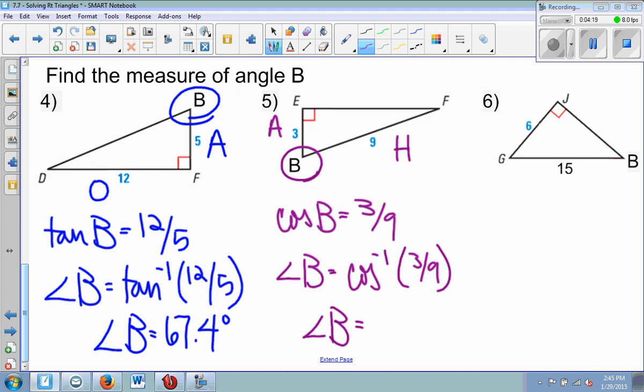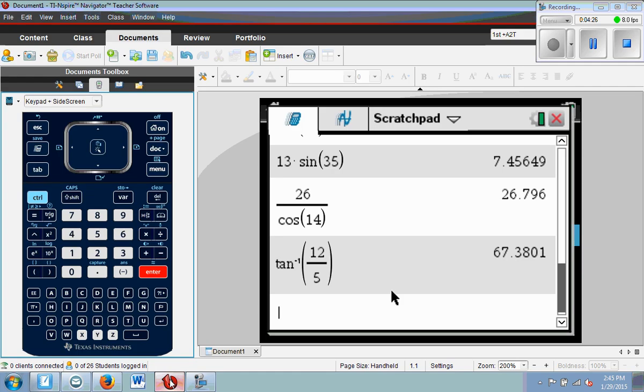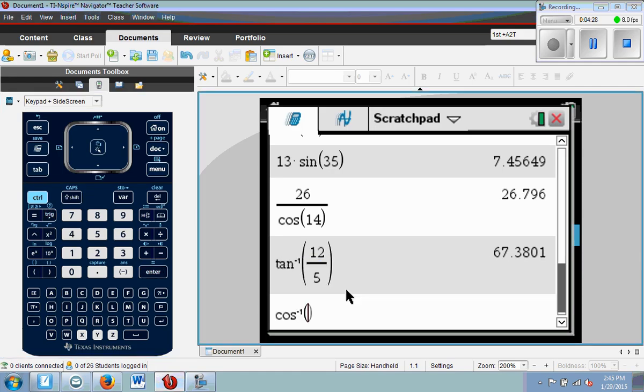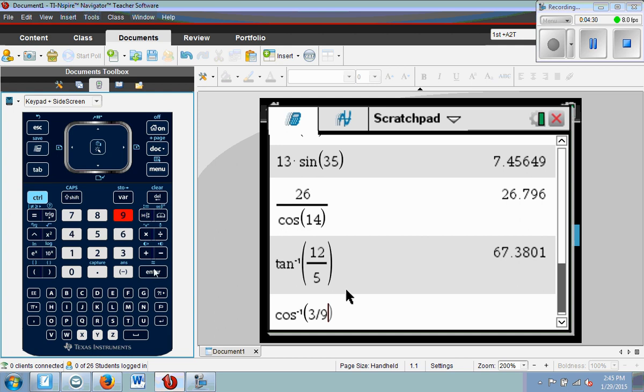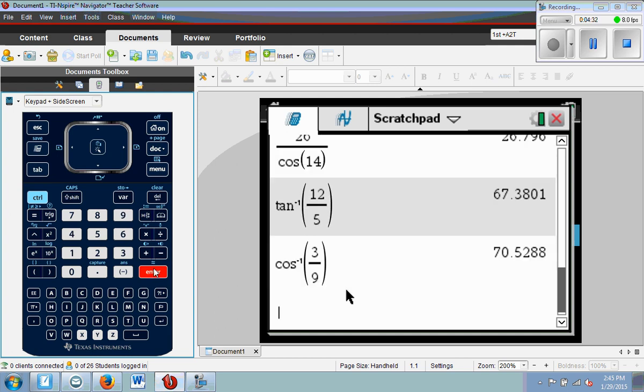So again, this is all a calculator problem. So I'm going to go to the calculator, and I'm going to type in cosine inverse of 3/9. Push enter, and it tells me that my angle measure is 70.5 degrees.